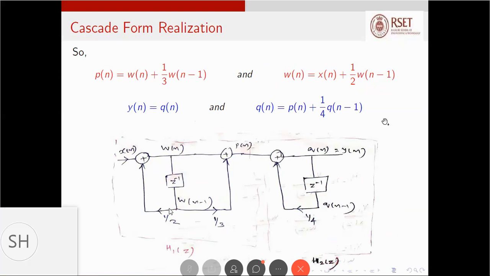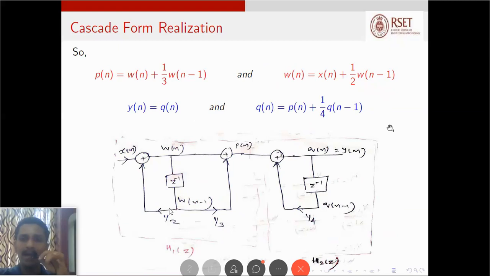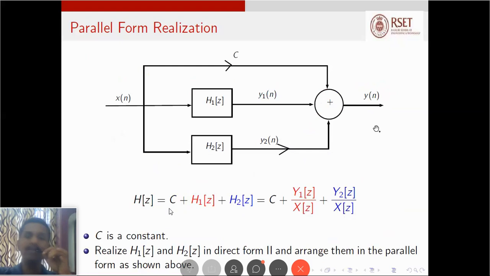Okay, I will go to the next realization, parallel form realization. In the case of parallel form realization, similar to the cascade form realization, implement h1 of Z and h2 of Z like this. In the case of parallel form, which means adding them, h1 of Z plus h2 of Z, in some cases a constant will be present.